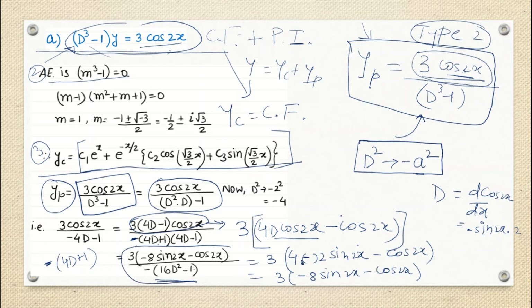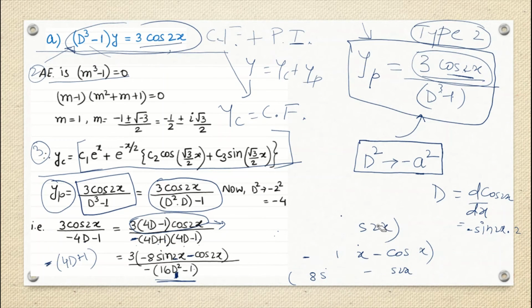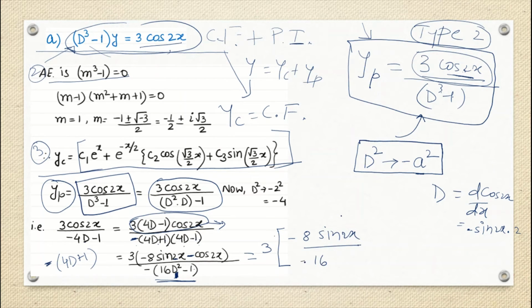Okay. Now what I am going to do here? Still I have to do some work. I can see that 2 terms are there, right? I am going to rewrite this function in 2 terms. Okay. So the 2 terms will be what? So what I am going to write down here? 3. Now also this is common. What I am going to write down here? Minus 8 sine 2x divided by minus 16D square minus 1. Okay, minus cos 2x divided by minus 16D square minus 1. Or what I'll do, this minus I will just take out, and this I'll keep as plus.